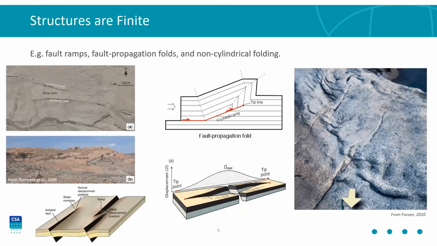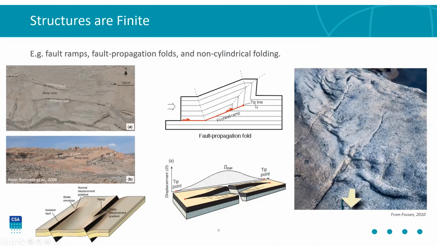Another point is that structures are finite. They eventually end, and so classic examples are the relay zones between faults. The faults eventually end at a fault tip, and you can have a relay zone or a ramp between these faults. Remember that any structure will have a zone where the displacement is the most, and then it moves away to the tip where there is no displacement.